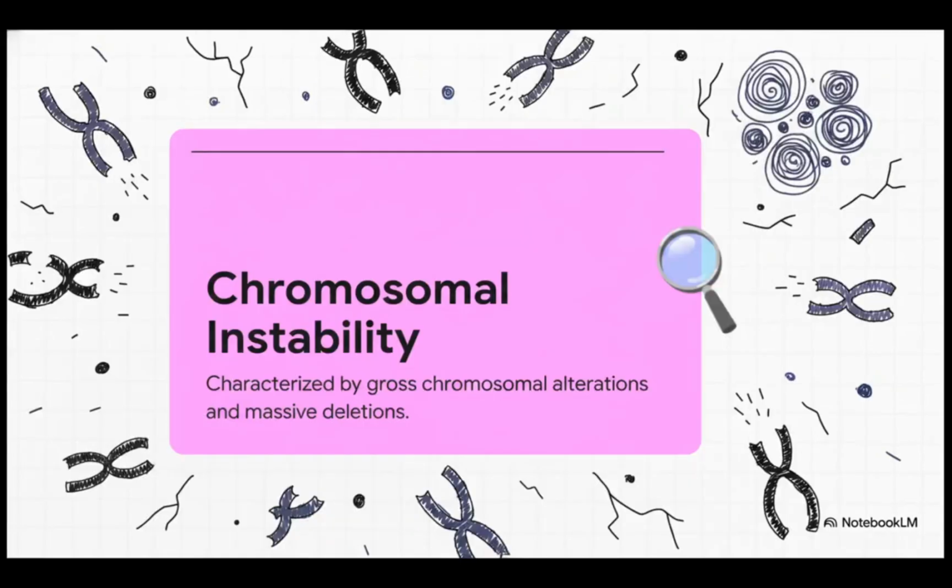Now, examiners absolutely love testing the overarching theme here, which is chromosomal instability. If you look at these cells under a microscope, you aren't just seeing cute little point mutations. You're looking at gross chromosomal alterations and massive deletions. The genome is essentially falling apart at a macro level.